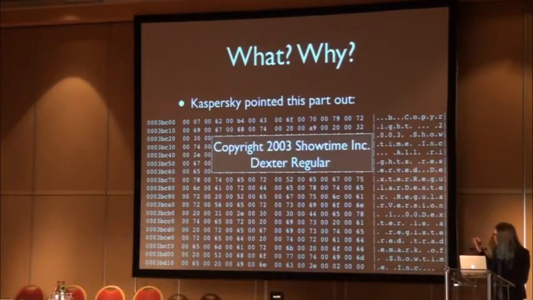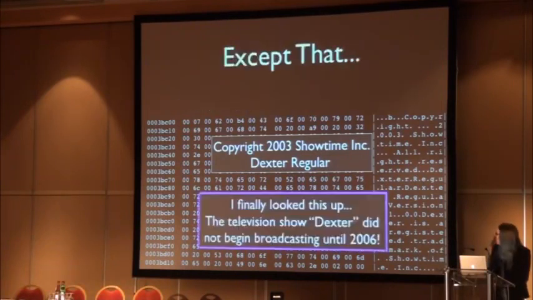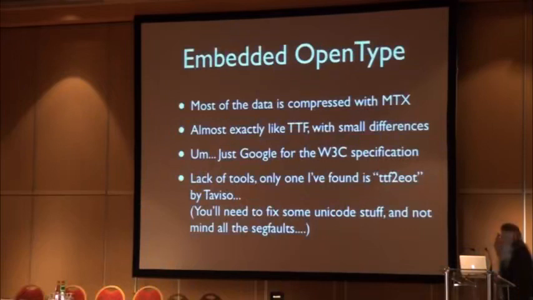So the odd thing about this, though, is I actually went and looked up Dexter, which is a television show I've never seen, and apparently the show didn't actually begin broadcasting until 2006. So I don't know why it says 2003 there. It seems like an anachronism. And I don't know if this table is just here to confuse people or what. In any case, there's a bunch of that stuff in this font, actually. Oh, by the way, I'm using the actual exploit for the font example I've been going through so far.